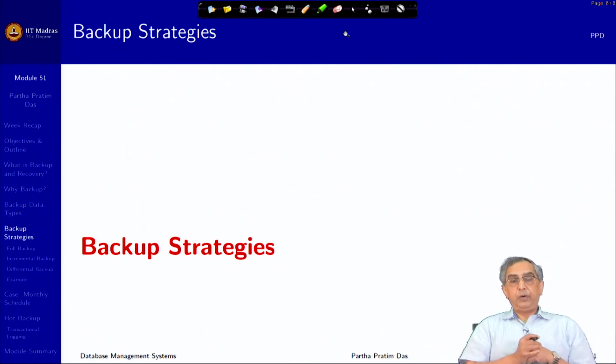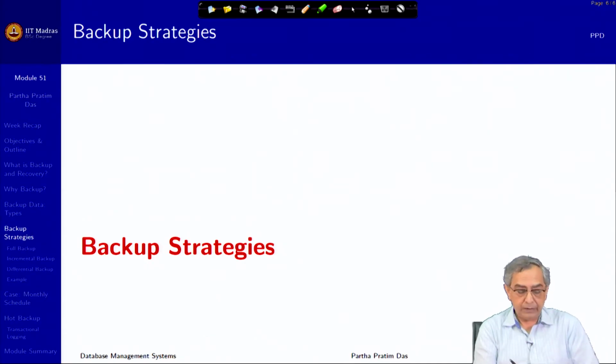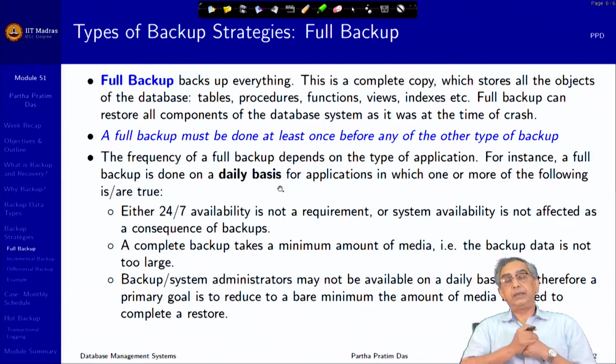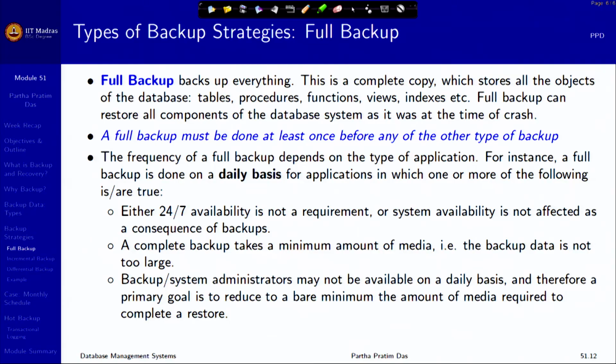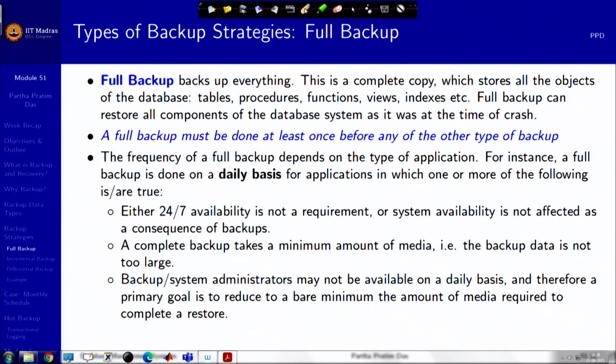Okay. Now, let us look at what could be the strategy to backup. So, the question certainly is how much do we backup, how often do we backup, what do we backup. All these questions are answered in terms of forming a consistent backup strategy for the organization. The first and most important kind of backup is called a full backup, which, as the name suggests, backs up everything. It is a complete copy, a complete replica of what you have in the database: tables, procedures, functions, system views, everything.